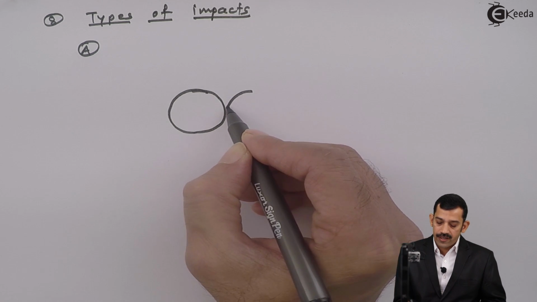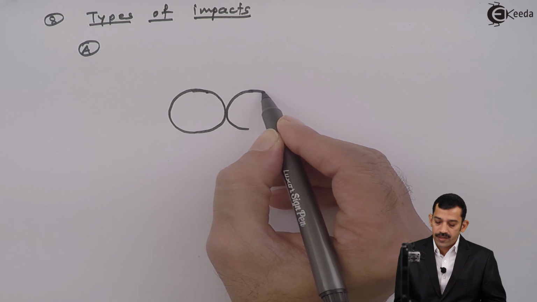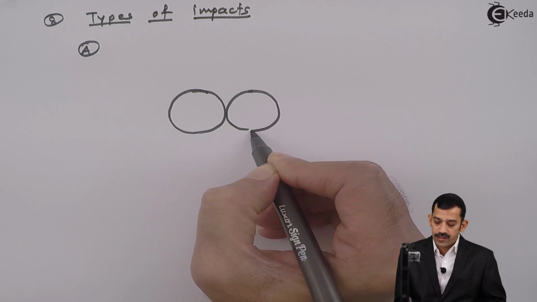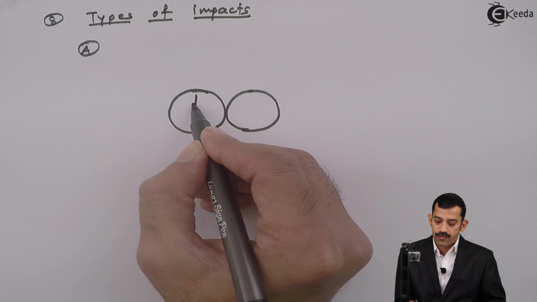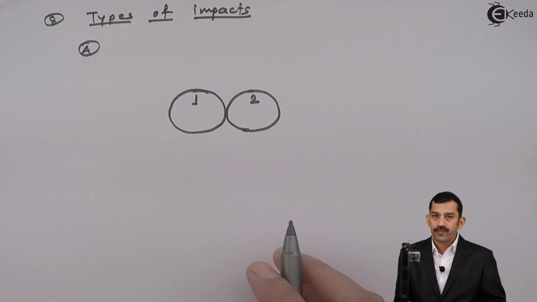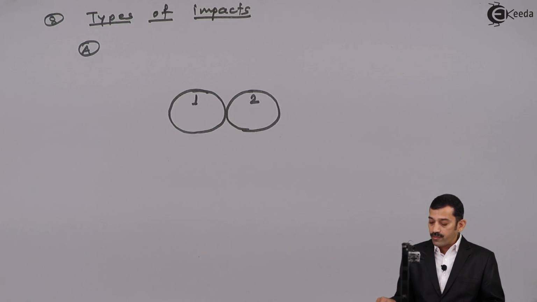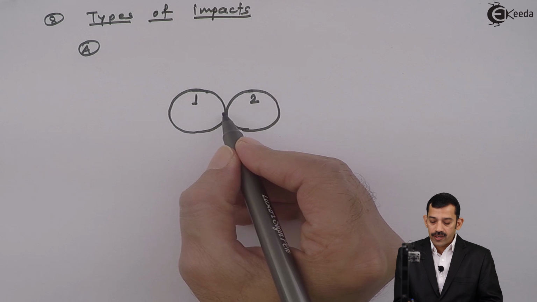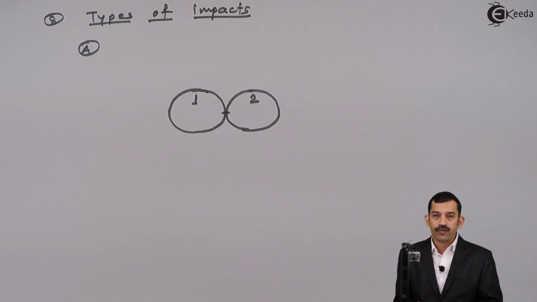Next body I will represent here. During impact, body 2 is in contact with body 1. Say body 1 and body 2. Now the important point is what here? When two circular bodies are in contact with each other, first we will identify the contact point. The contact point is this point where the two bodies are in contact.